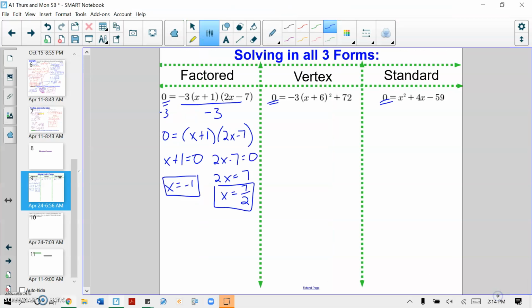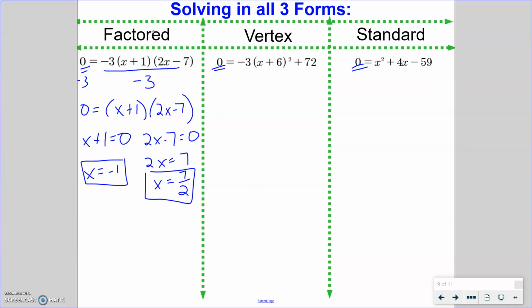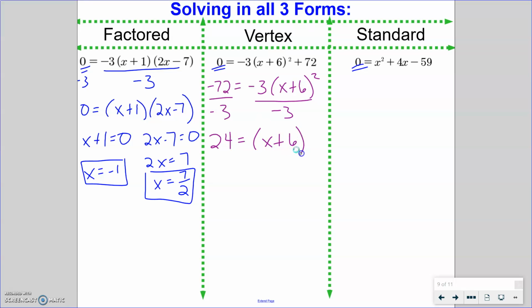All right, in vertex form, you literally solve. There's no fancy trick to it. There's no special route. It's just move stuff around, get x all by itself. So my first step is to subtract 72. Now I need to divide both sides by the -3 in the front. So I just found that in my calculator. That's 24. Take the square root of both sides.